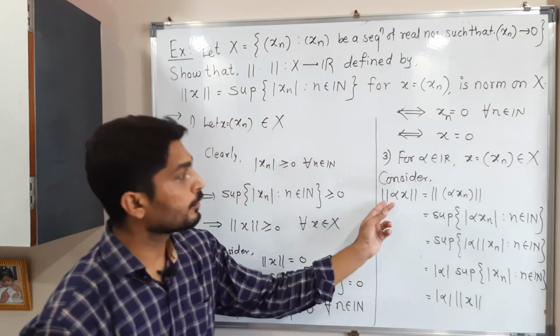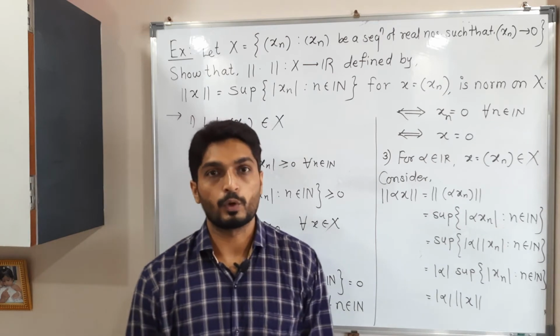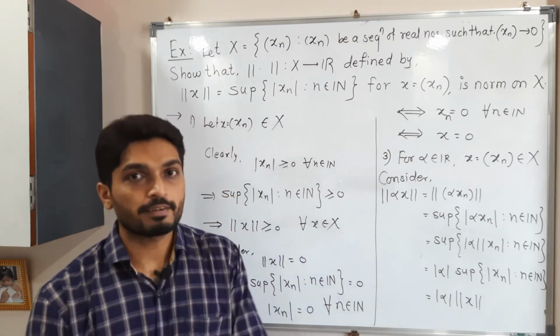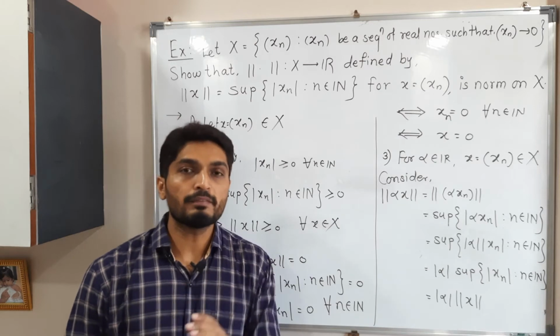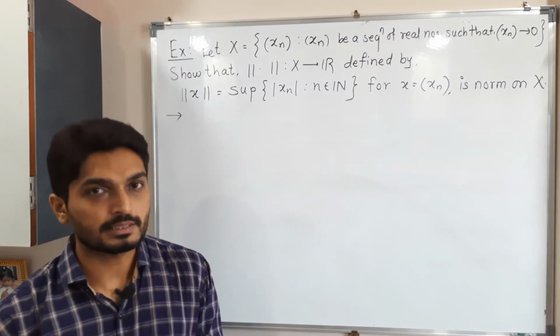So we started with norm alpha x and finally we could take mod alpha outside and we have got norm x. So therefore our norm satisfies the third condition also. So simply we have to prove the fourth condition, but before that you have to make a screenshot of it, and after that we'll go for the last condition. Okay, so let us discuss the last condition.